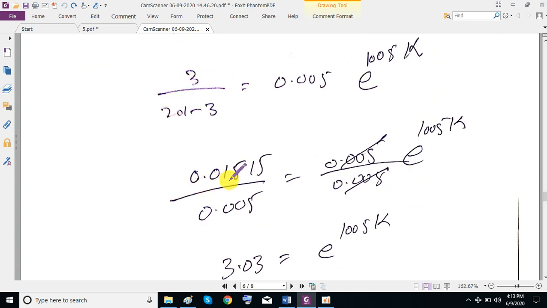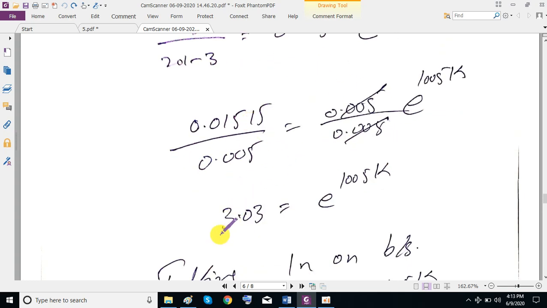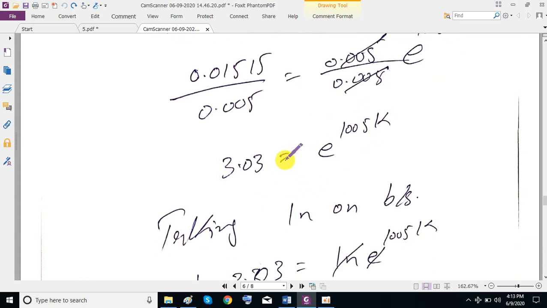From this you will get 0.01515. Divide both sides by 0.005, so we get 3.03 equal to e power 1005 k. Here is a suggestion: please verify the calculation that I have done. Please bring your calculator and do this calculation, whether I am right or not. So please do this one, the calculation that I am doing.